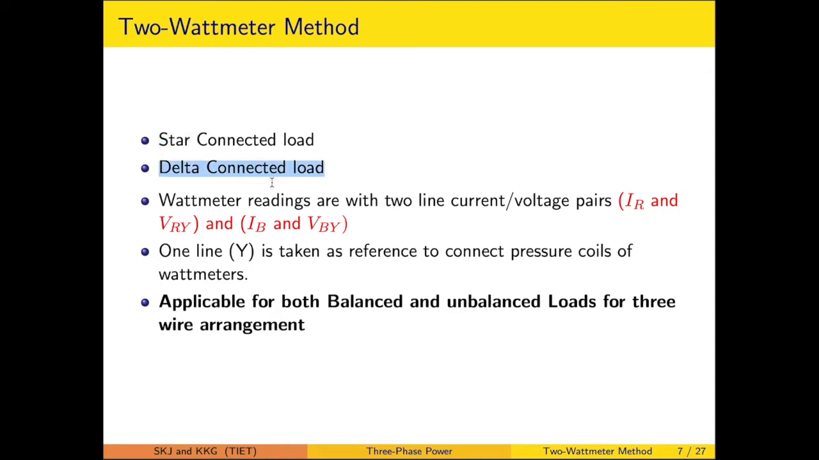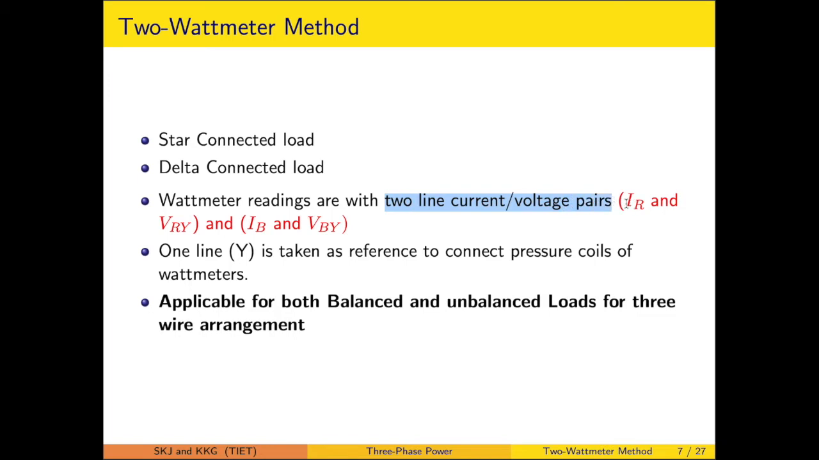The only restriction is that the configuration has to be a 3 wire system, or you can say the neutral is not present. So it can easily be extended, or is equally applicable, for balanced as well as unbalanced arrangements. What we will be doing is, as the name suggests, the 2 wattmeter method. So we will be having 2 power measurements, and those 2 power measurements correspond to the 2 line current and line voltage pairs.